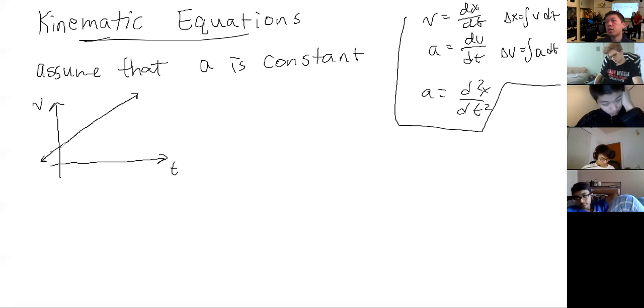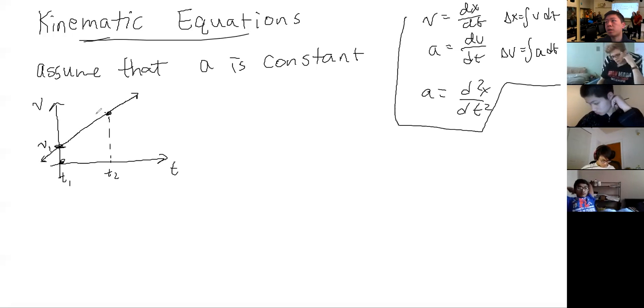All right. So let's take this to be t2, and let's take this to be t1. And this is going to be our v1, and this is going to be our v2. So what do you guys know about point slope?